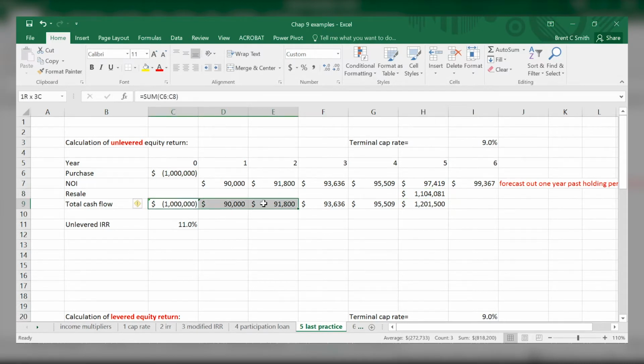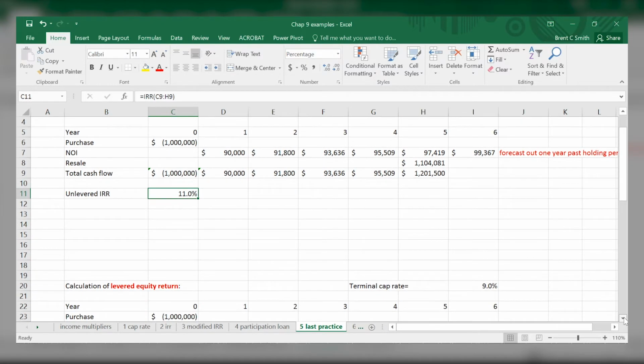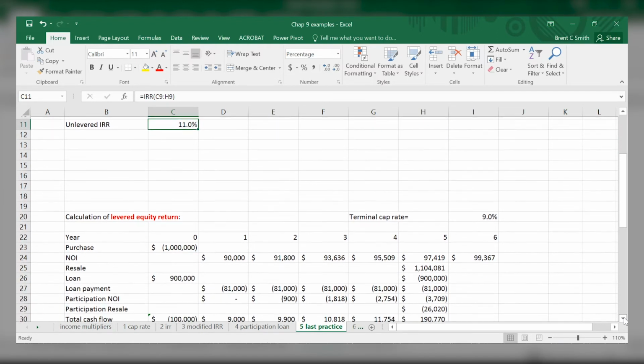So our cash flows, initial outlay, operations, and operations plus resale are in line 9. That generates an IRR to the property of 11%. So that's the unlevered IRR. As you can see, this example's basically summarizing most everything we've gone through in Chapter 9 thus far.